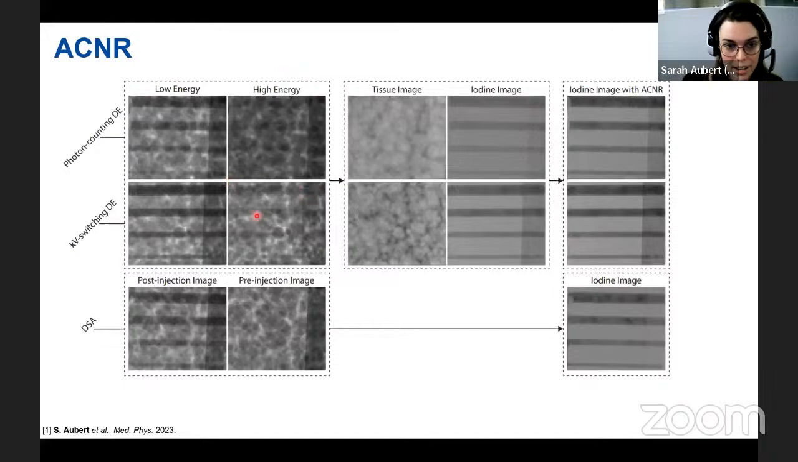We then use our weighted tissue suppression to come up with a tissue-only and an iodine-only image. And so in our tissue-only image, we're suppressing bone, which we see here in the image, as well as iodine to come up with just these soft tissue variations. Similarly, in our iodine-only image, we're suppressing soft tissue and bone.